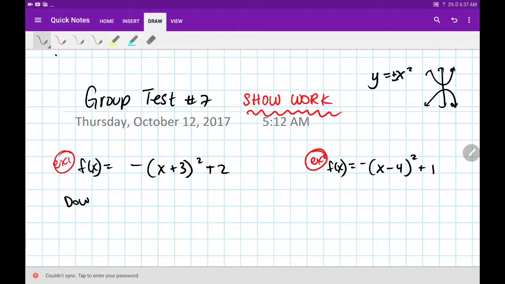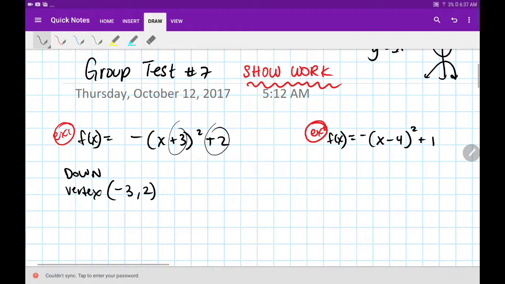I know immediately I'm opening down because it's a negative. I need to find my vertex. So we flip the inside number. We're going to keep the outside number. The last thing I need to graph is my y-intercept. Now you cannot just look at this and determine your y-intercept. It's not 2. You don't get to do that. Okay, no cheating allowed. You got to show your work.